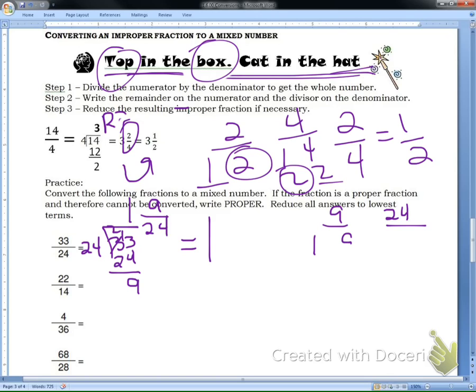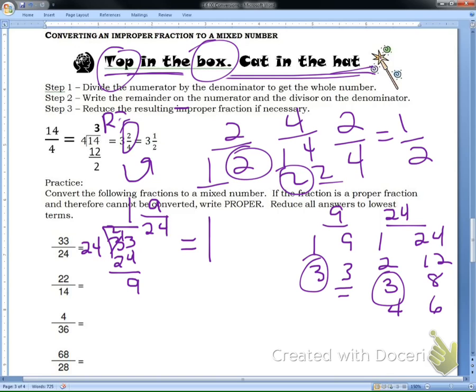So my factors of 9 are 1 and 9 and 3 and 3. There's no numbers between 3 and 3, so I know I'm done there. 1 and 24, 2 and 12, 3 and 8, 4 and 6, and there's no numbers between 4 and 6. So my greatest common factor looks like 3. That means the fraction can reduce to 3 over 8. So 1 and 3/8 is your final answer.